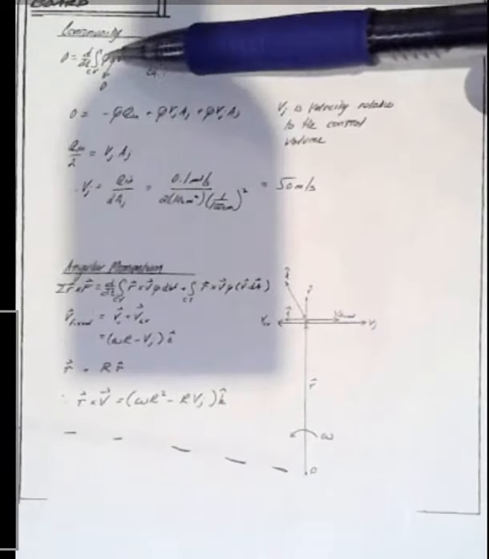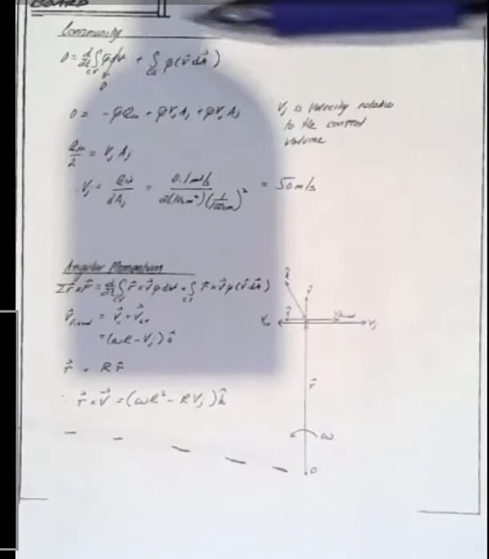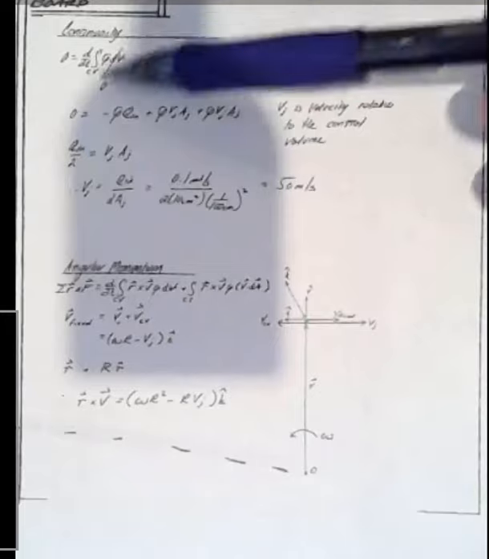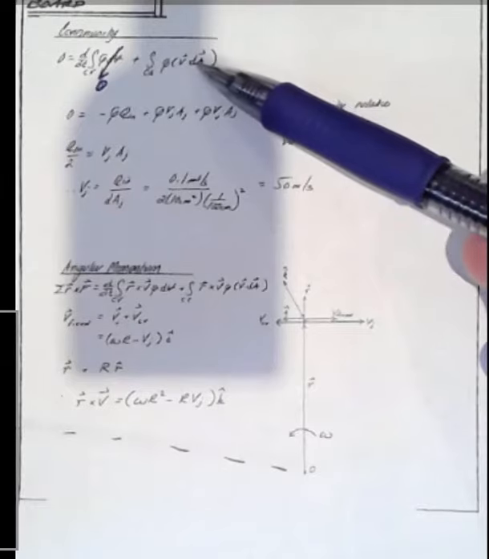Okay, so if we apply continuity, we have 0 equals d by dt of rho dV plus the integral over the control surface of rho v dot dA. This term right here zeroes out. Non-deforming control volume. Constant density. And all that's left is the flux integral.